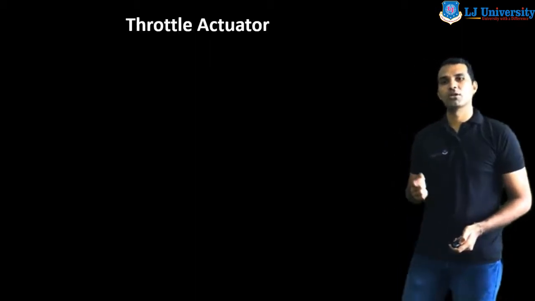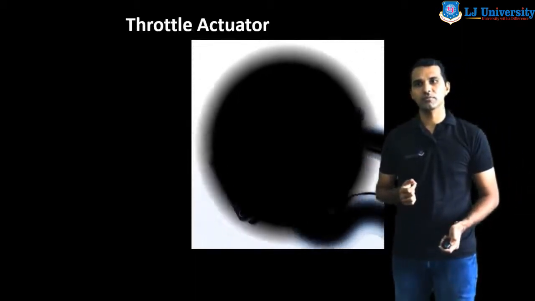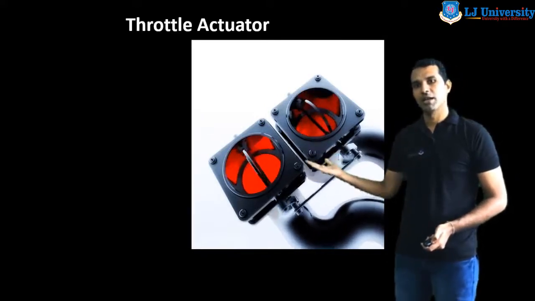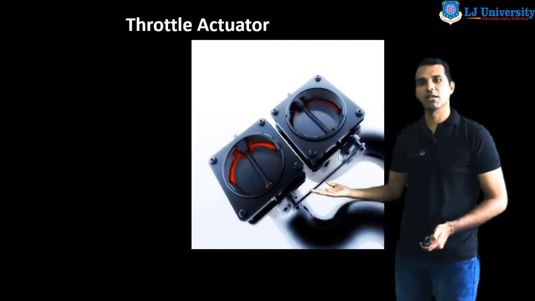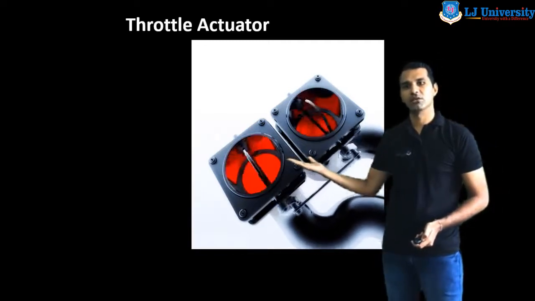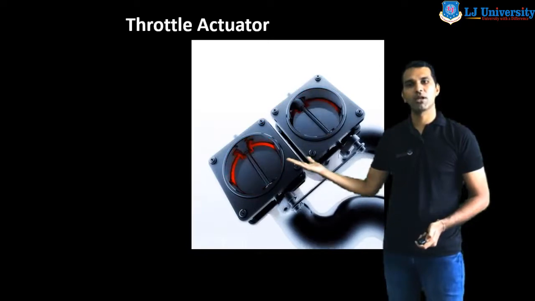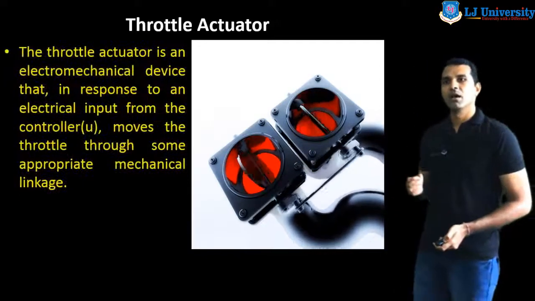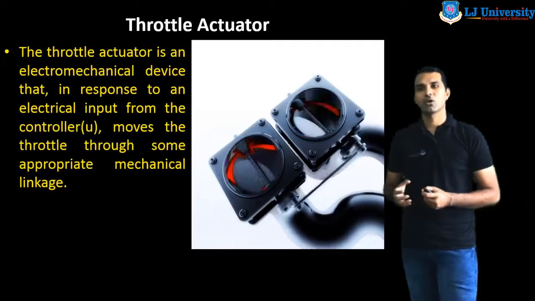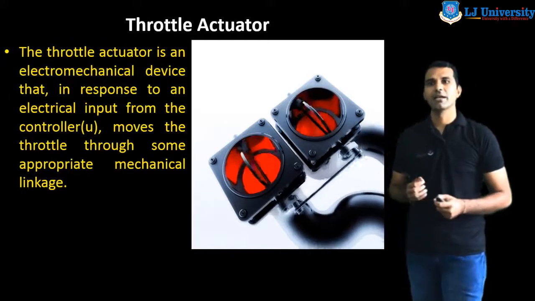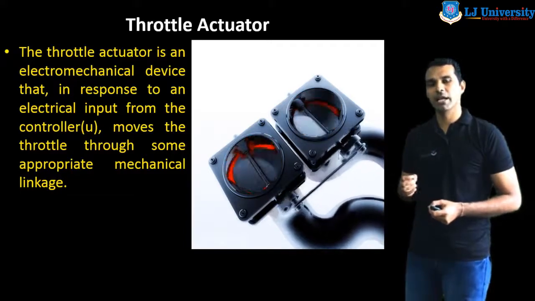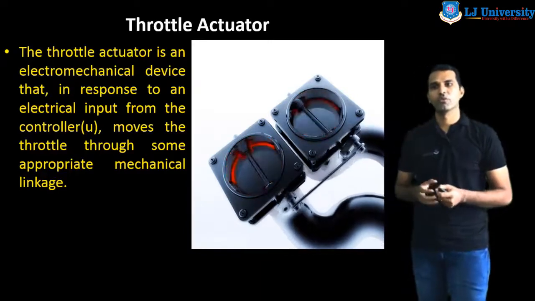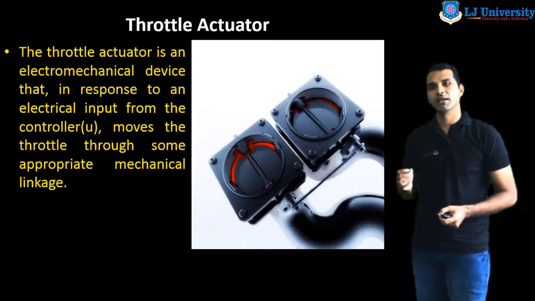Now we discuss the throttle actuators. Here we can see the figure of the throttle plate, and by using the throttle actuator command signal, the throttle plate is opened and closed. As the throttle plate opens, more air enters the engine. The throttle actuator is an electromechanical device that, in response to an electrical input from the controller, moves the throttle through some appropriate mechanical linkage.